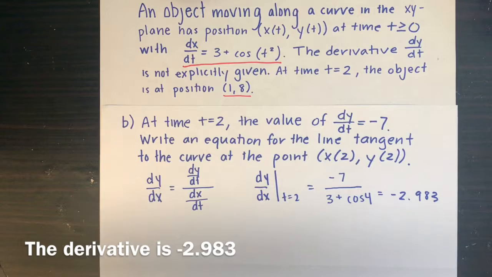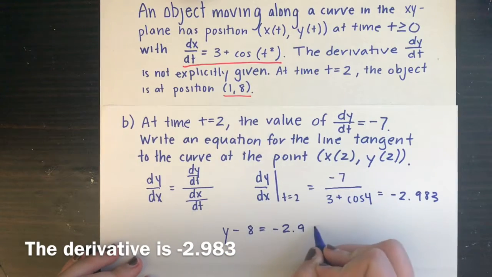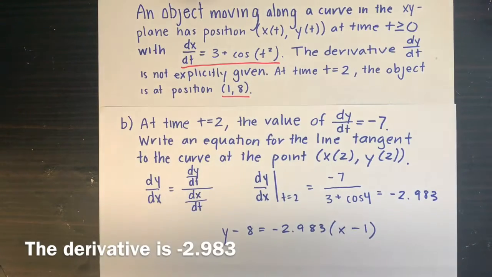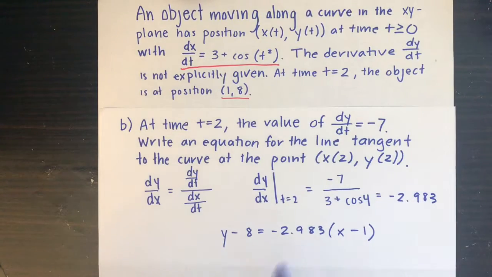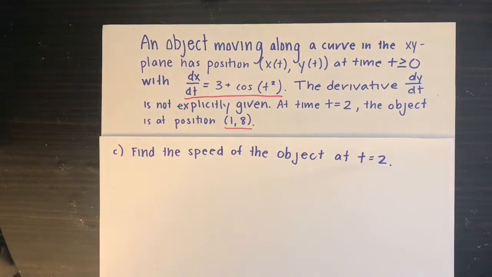So finally, we put this all into the tangent equation in point-slope form, which it doesn't ask for, but that's just the easiest considering that we are given the position of the particle at t equals 2. We're simply going to do y minus 8 equals the derivative, which is -2.983, times x minus 1. And there we have it, that's our tangent line. Correctly solving this problem earns you 2 points, 1 for correctly evaluating dy/dx, and 1 for putting the equation together. Now for part C, we're asked to find the speed of the object at time t equals 2.